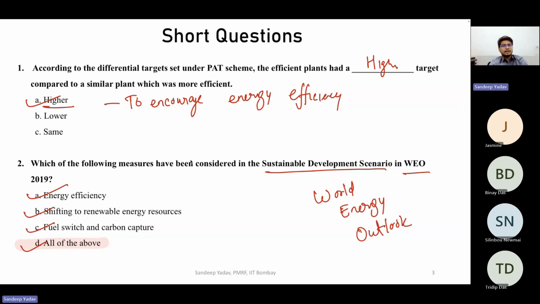I think you're confused. It's asking whether the efficient plant had a higher target compared to the similar plant which was more efficient. Suppose a plant is more efficient, then it can generate more power with lower targets, as compared to the higher targets with less efficient plants. Suppose a plant has 80% efficiency and a target of 100 megawatt, and another plant is 60% efficient and also has a target of 100 megawatt. In which case would the target be higher, the less efficient or the more efficient?